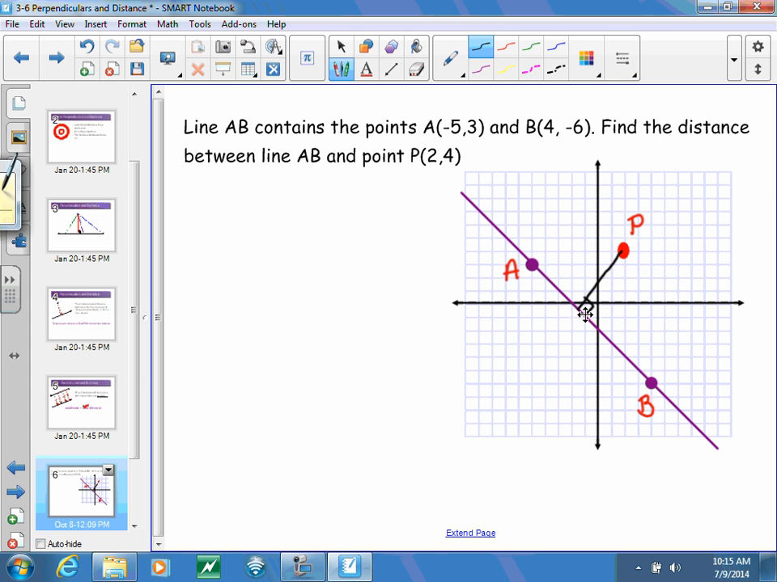When I'm trying to figure out the distance, we're going to be using the distance formula. For the distance formula of P to this line, I need to know 2 endpoints. I know the coordinates of P, which is 2, 4, but I do not know the coordinates of where the perpendicular line meets line AB. So we are going to use our slope formula and what we know about perpendicular lines to come up with that point. So first of all, we need to find the slope of line AB.